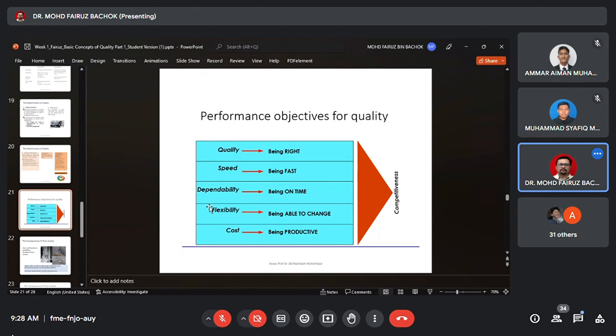And then the last is cost. Cost effective, being productive. You have a good customer. One day, if you become a contractor, the first thing you have to find is good workers, who are productive, who work with good integrity, and are efficient. That will save the cost.